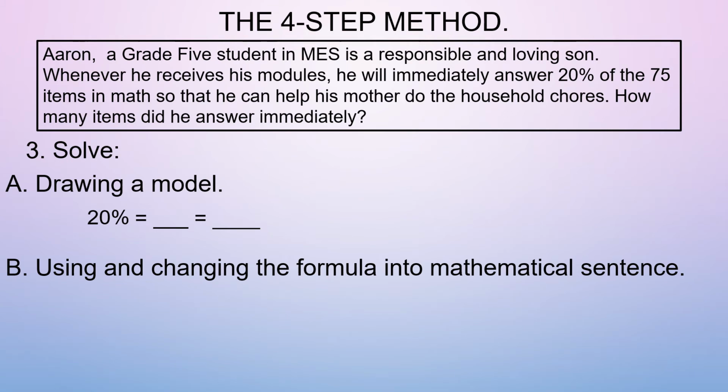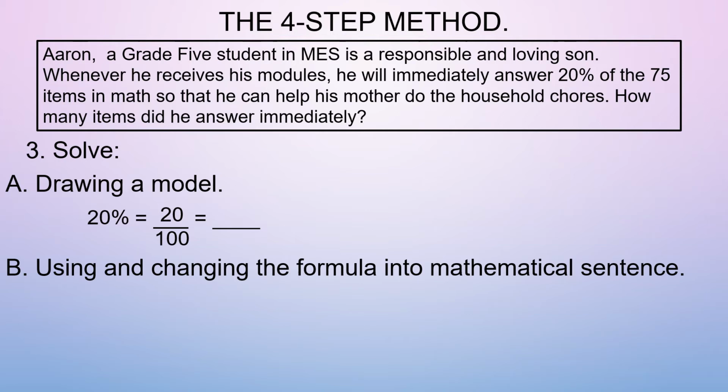So this is the third step, and that is solve. As my strategy, I'm going to draw a model. Before drawing a model, I'm going to change 20% first into a fraction to know how many parts to divide the model into. 20% equals 20 over 100.